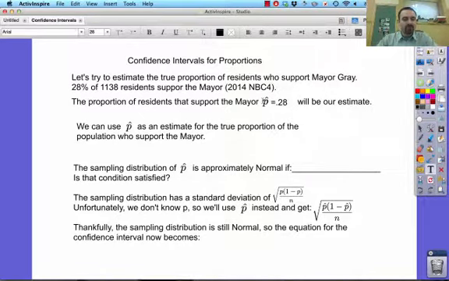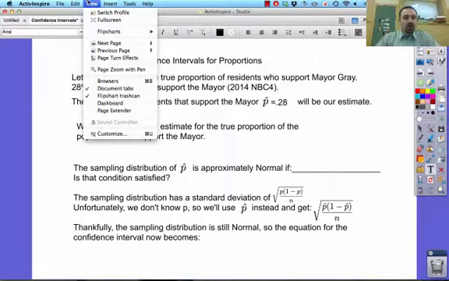So I just pulled this off the web of the Washington Post, I think, just a couple minutes ago. We want to estimate the true proportion of residents who support Mayor Gray's re-election. According to an NBC4 poll published 6 days ago, as of this recording, 28% of 1,138 residents polled support the mayor for re-election. So we're going to use this as our estimate.